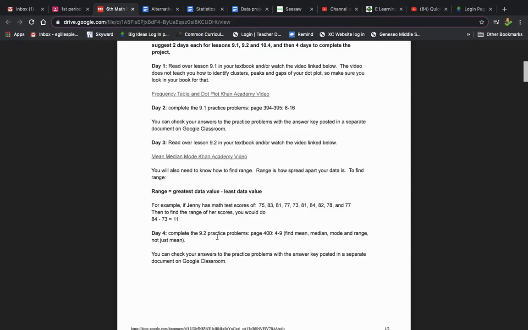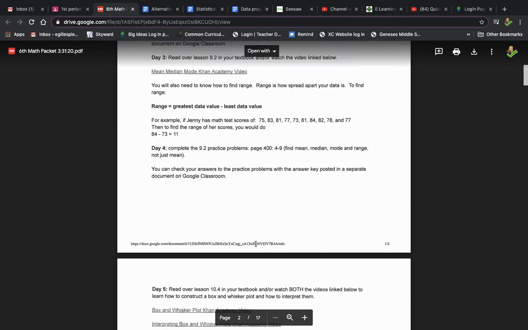And then you got some practice problems on page 400. Now the direction's just going to say to find the mean for 4 through 9, but you're going to find all 4 stats: mean, median, mode, and range.